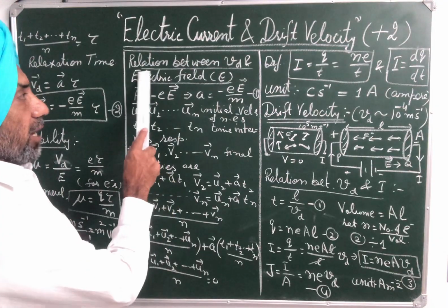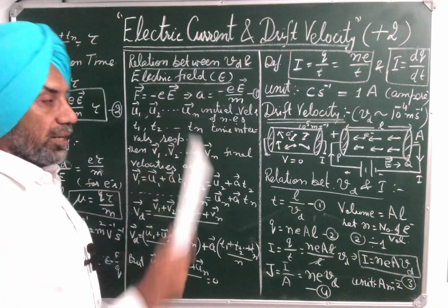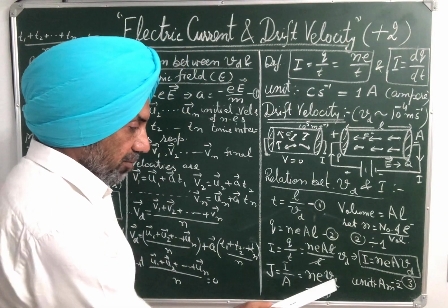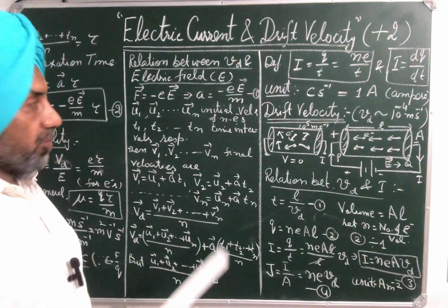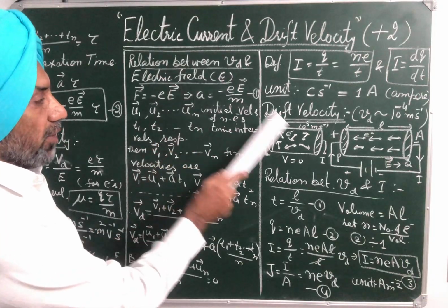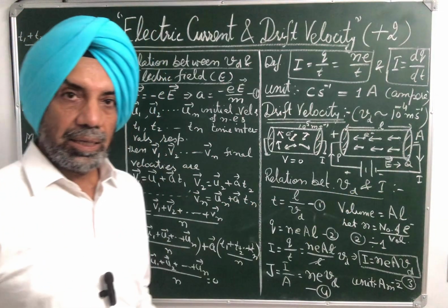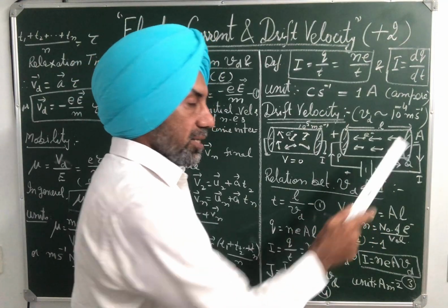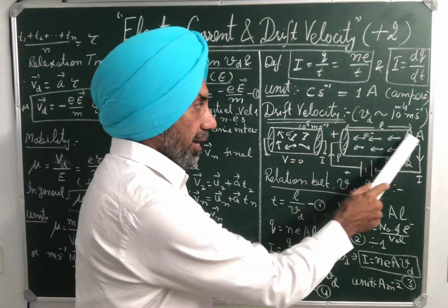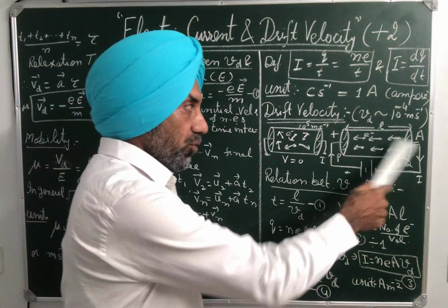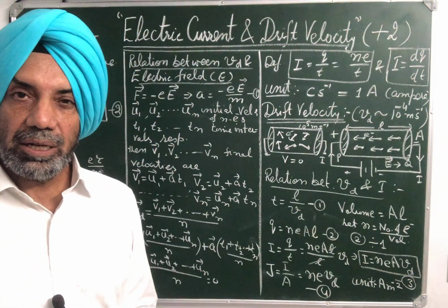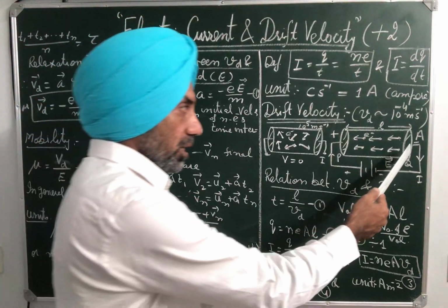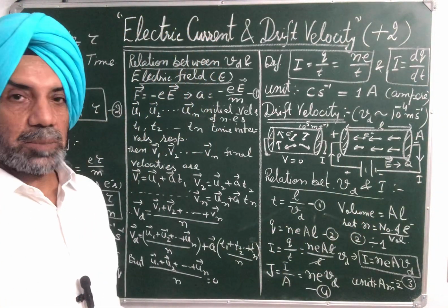Then we have to find a relation between drift velocity and electric field, because this is the relation between drift velocity and electric current, or drift velocity and current density. Now we have to find a relation between drift velocity and electric field set up, because when there is a potential difference, an electric field is set up from the positive to the negative end, and electrons move in a direction opposite to the electric field, because they experience force in the opposite direction, being negatively charged particles.